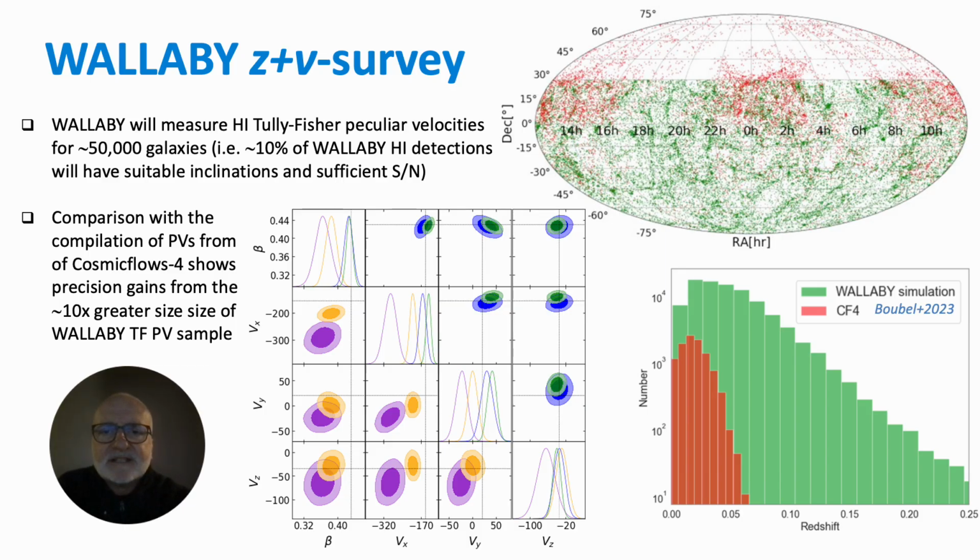WALLABY will measure peculiar velocities using HI Tully-Fisher distance estimates for about 50,000 galaxies. These are the galaxies with suitable inclinations and signal to noise in the survey, and are expected to represent about 10% of the 500,000 galaxies expected to be detected by this blind HI galaxy survey of the Southern Hemisphere. The WALLABY peculiar velocity sample will be more than 10 times larger than the existing Cosmic Flows sample and will yield proportionately tighter constraints. This is demonstrated in the comparison of the corner plots, which shows the joint constraints on the velocity model parameters. Purple and orange in these plots are, respectively, the optical and infrared samples from Cosmic Flows 4, while blue and green show the equivalent samples from WALLABY.